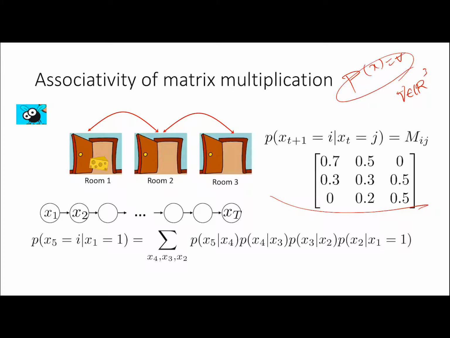Let's start with 2, right? Probability distribution of Px2 given x1. MV, exactly. So the second state would be M squared. Yeah. So the 3 state is going to be, right? So now I ask you, well, for T state, it's going to be MTV.